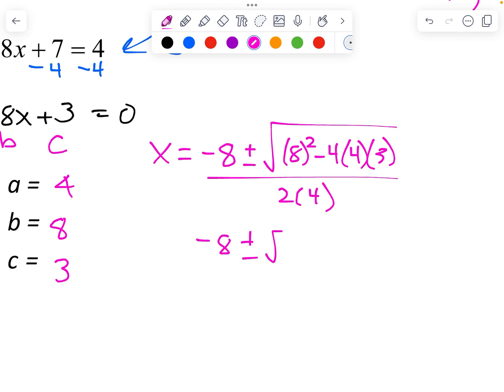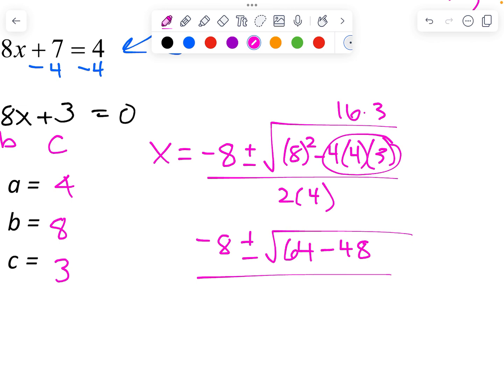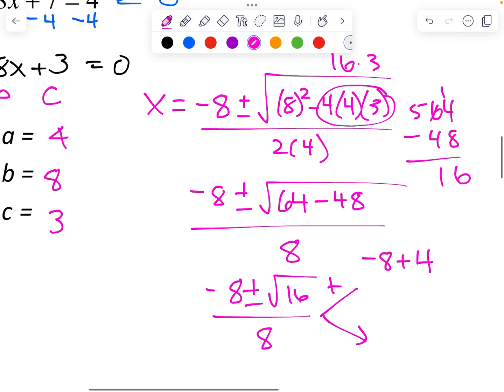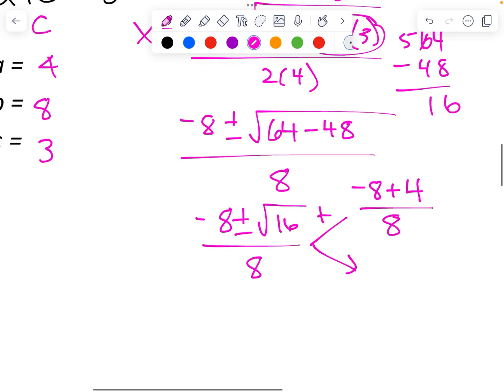Negative 8, add or subtract 64, and then I'm going to multiply these three numbers together. So that's 16 times 3, 48, all over 2 times 4, which is 8. So I'm going to do 64 minus 48. Okay, so I get negative 8 plus or minus the square root of 16 all divided by 8. If I add, I get negative 8 plus 4, because the square root of 16 is 4, divided by 8. Negative 8 minus 4 divided by 8.